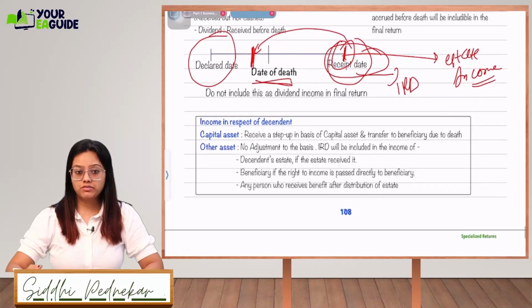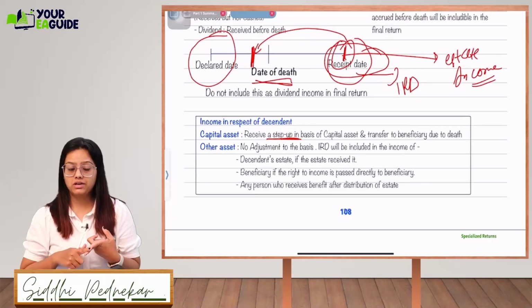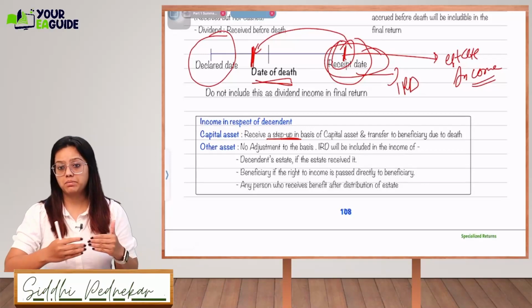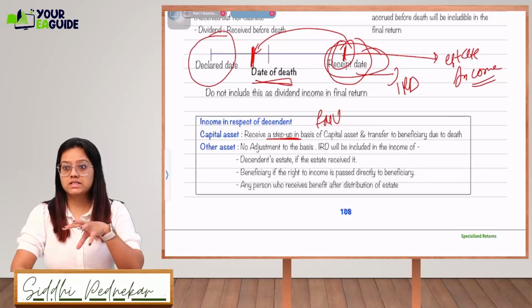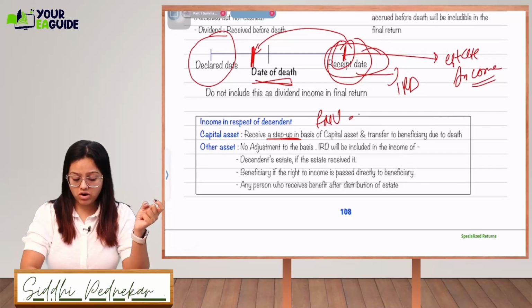Income in respect of a descendant, capital asset, receive a step up. Those are all properties and assets which are capital assets for the taxpayer, and they will receive a step up, meaning they will be valued at FMV. What is step up? Cost minus FMV is the step up which is going to be given to the asset.